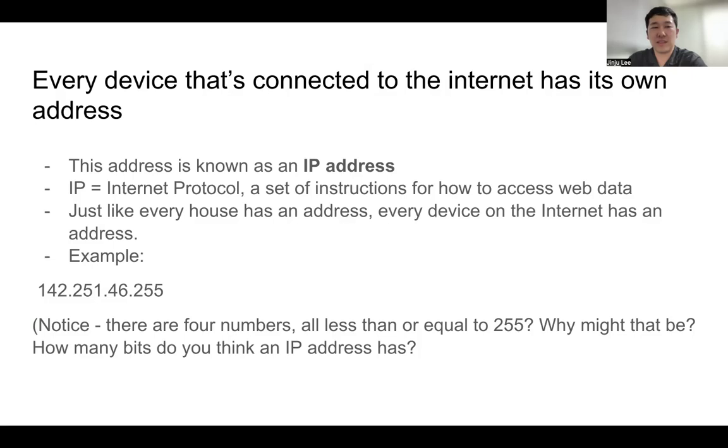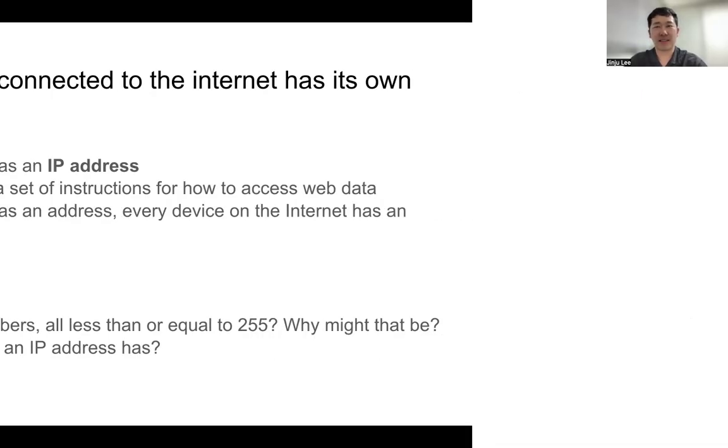For example, looking here, 142.251.46.255. Although I made this address up, notice one thing. For those of you who've taken my other class about data representation in binary, notice that these four numbers are all less than or equal to 255. Why might that be the case?